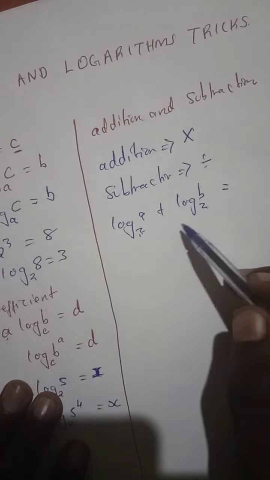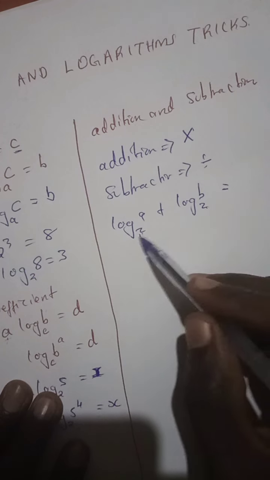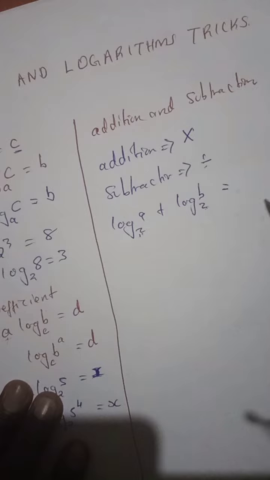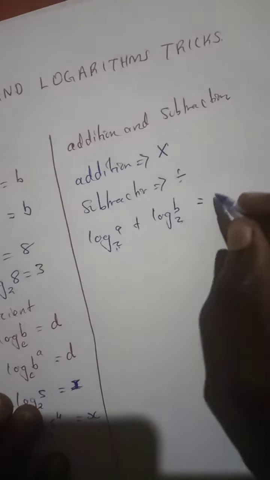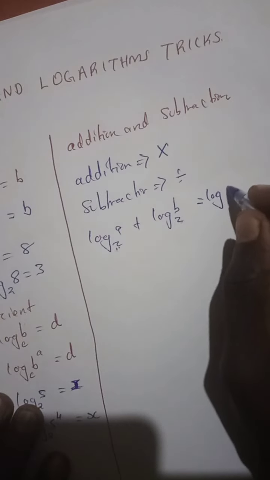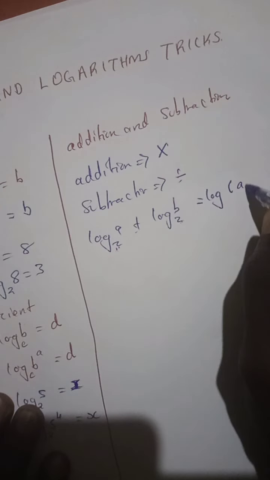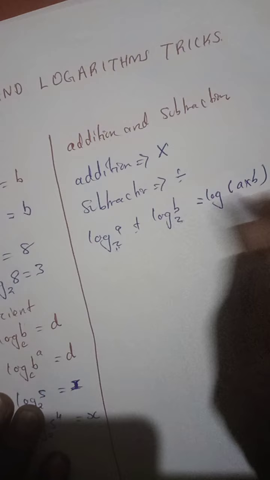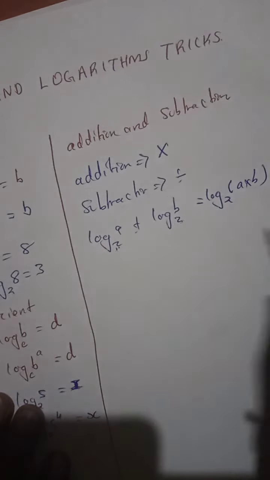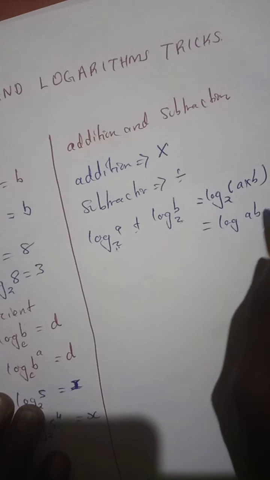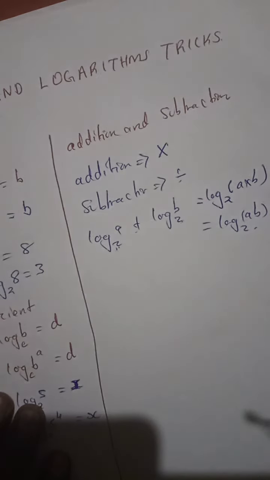Remember, you cannot add or subtract the ones that have different bases. So to check, this one is base 2, so they can be added. So it becomes the log of a, addition is multiplication, so a times b to the base of 2 because they had a common base, and that becomes the log of ab to the base of 2.